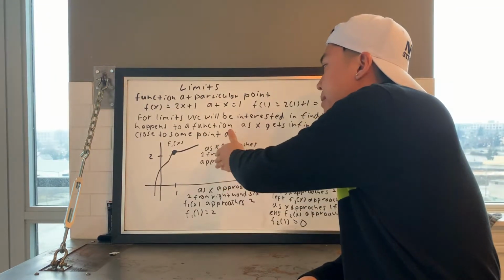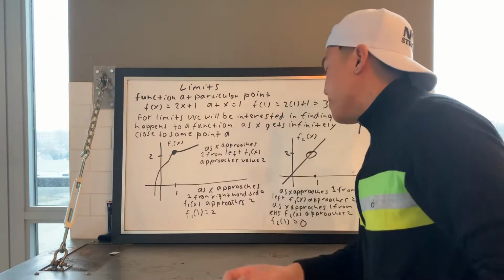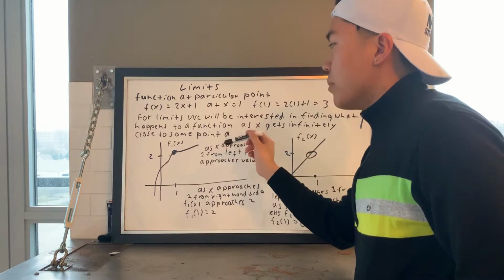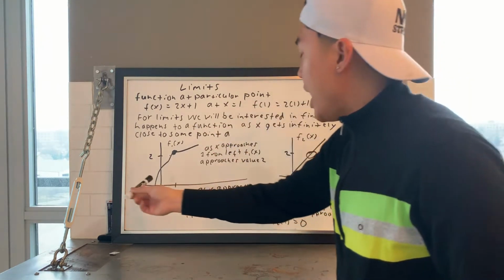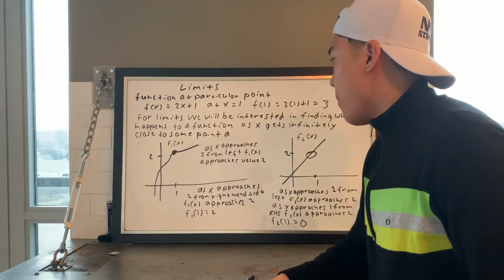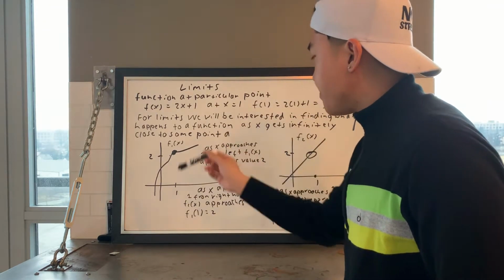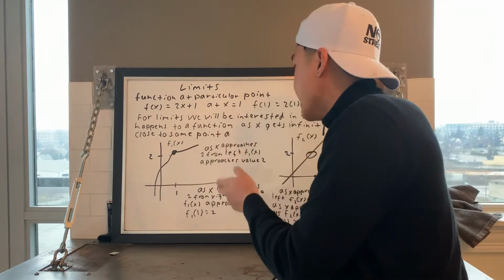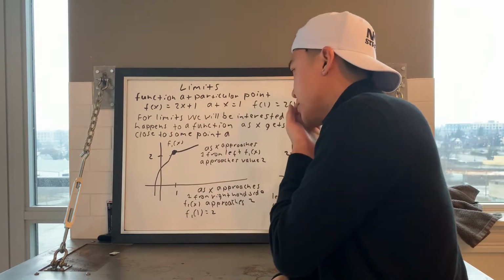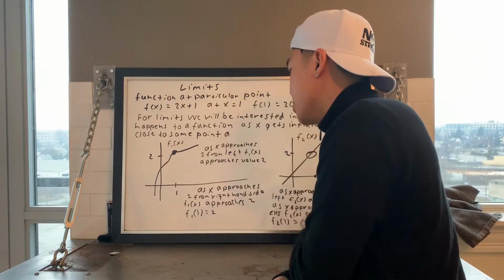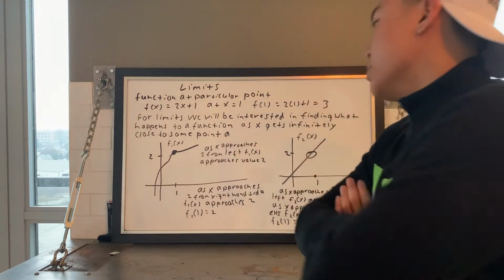So for this one, we talk about approaching from the left and the right. From the left literally means coming from the left side of the point, and from the right literally means from the right side of the point. So this is right here, from the right, and that's from the left. As x approaches 1 from the left, it approaches the value of 2. As x approaches 1 from the right, it approaches the value of 2 as well.